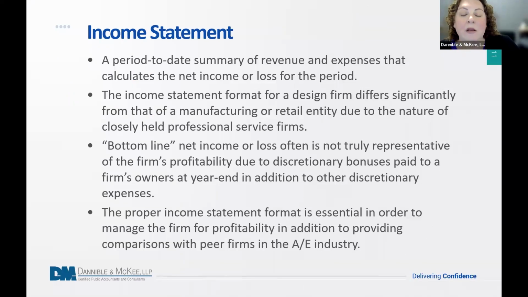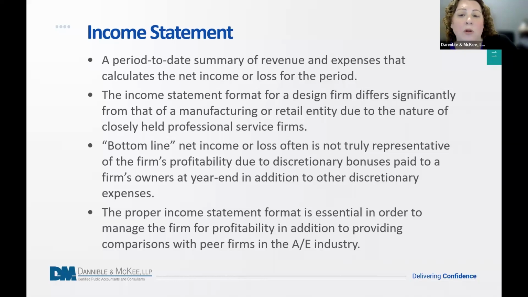The income statement is really different for AE firms, significantly different than a manufacturer or a retail entity. And I'm going to show you what that looks like. Because if your income statements do not look as I'm going to present to you, you should contact us and we'll help you redesign your income statements, because they need to be specific towards your firm to really be able to analyze, such as an AE firm. And I'll show you all of that.